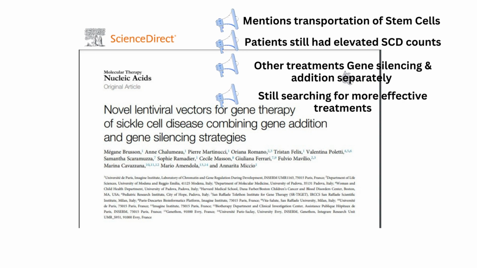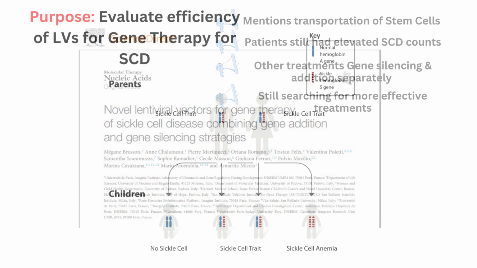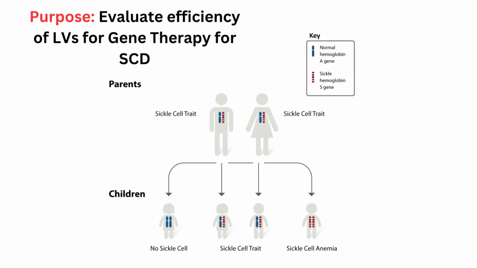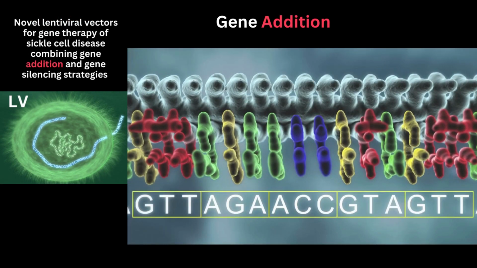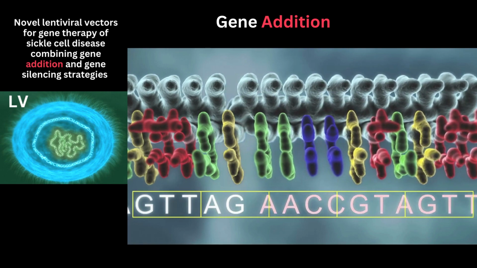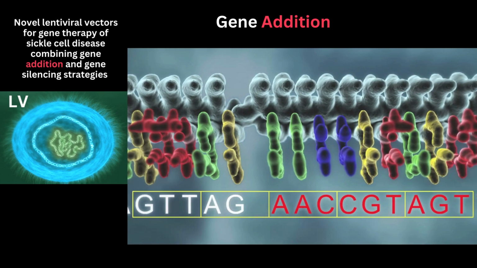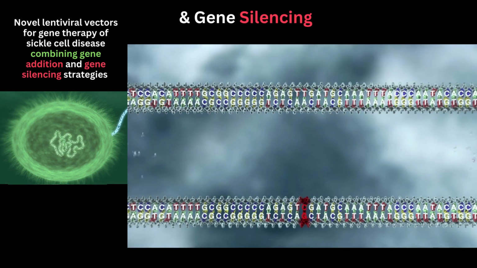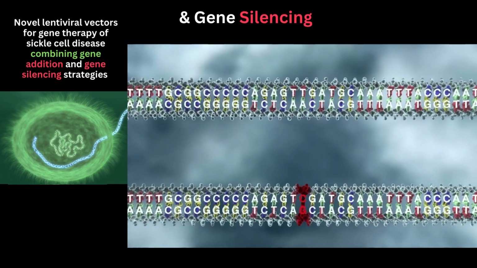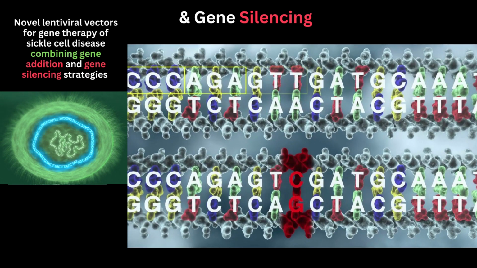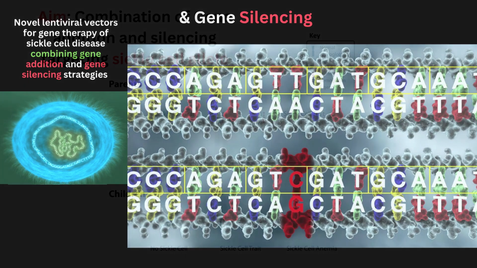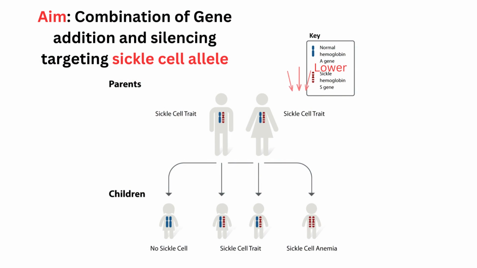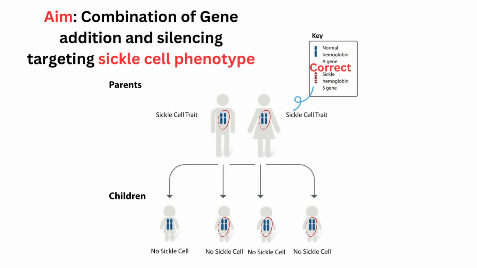The purpose of this article is to evaluate the efficiency of lentiviral vectors for gene therapy of sickle cell disease. The therapy, which combines gene addition and gene silencing strategies, aims to lower HBS levels, which is the sickle cell allele, and ultimately correct the sickle cell phenotype.